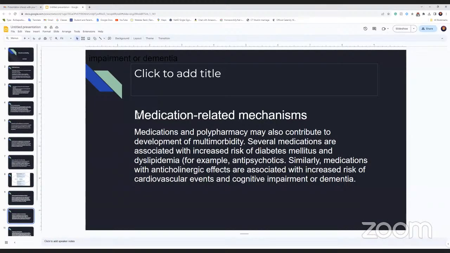The third one is the medication-related mechanism. Medication and polypharmacy may also contribute to the development of multimorbidity. Several medications are associated with increased risk of diabetes mellitus and dyslipidemia, for example antipsychotics. Similarly, medications with anticholinergic effect are associated with increased risk of cardiovascular events and cognitive impairment or dementia.